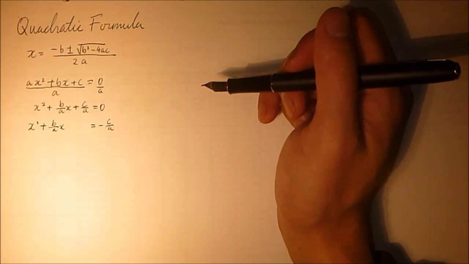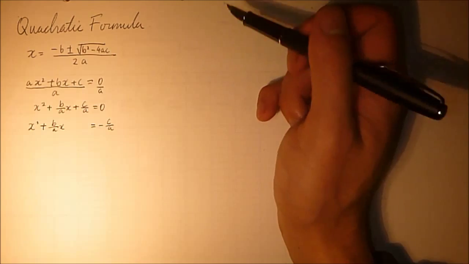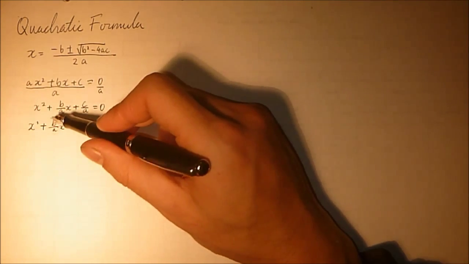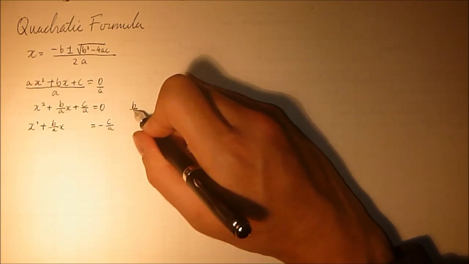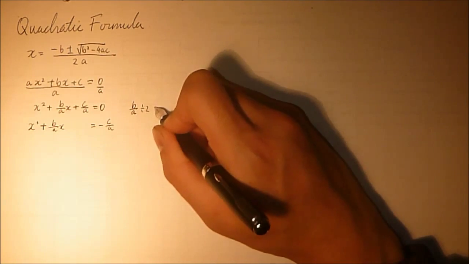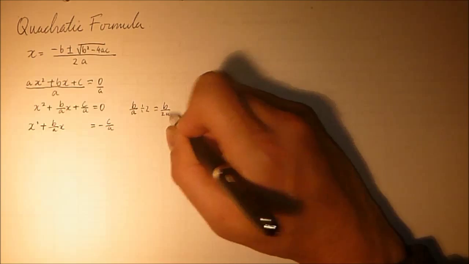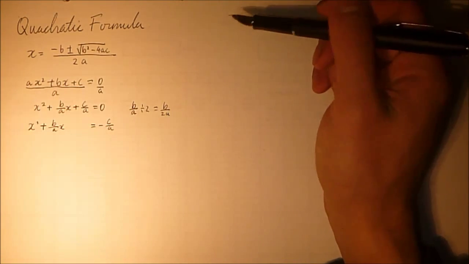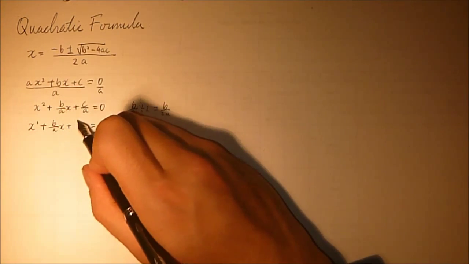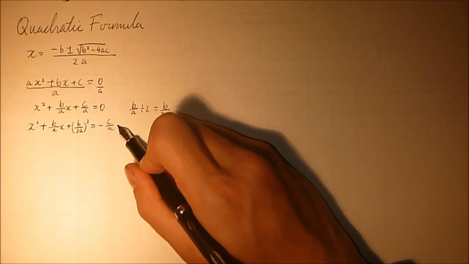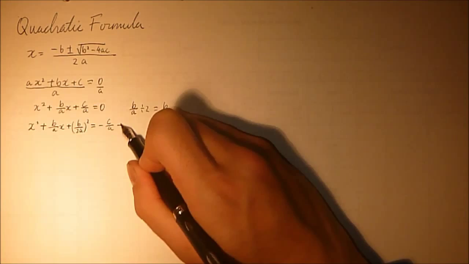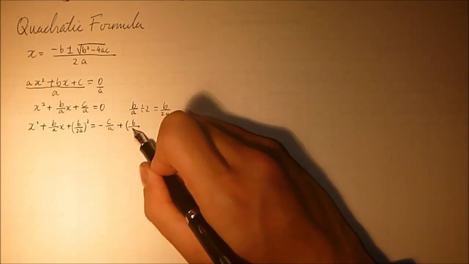And then we add the square of half of the coefficient of x. So the coefficient of x is b over a, divided by 2 gives us b over 2a. And then we square it. So b over 2a squared. And obviously we have to do it to the other side as well.